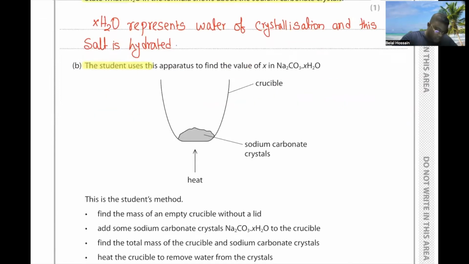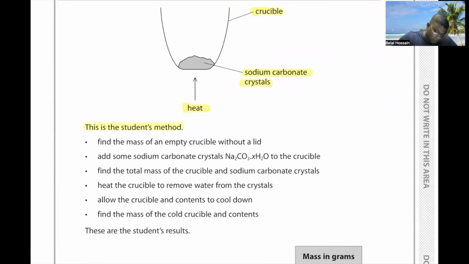Part B. The student uses this apparatus to find the value of X in Na2CO3.XH2O. We can see a crucible, we can see sodium carbonate crystals, and heat applied. This is the student's method. Find the mass of an empty crucible without a lid. Add some sodium carbonate crystals Na2CO3.XH2O to the crucible. Find the total mass of the crucible and sodium carbonate crystals. Heat the crucible to remove water from the crystals. Allow the crucible and the contents to cool down. Find the mass of the cold crucible and contents.